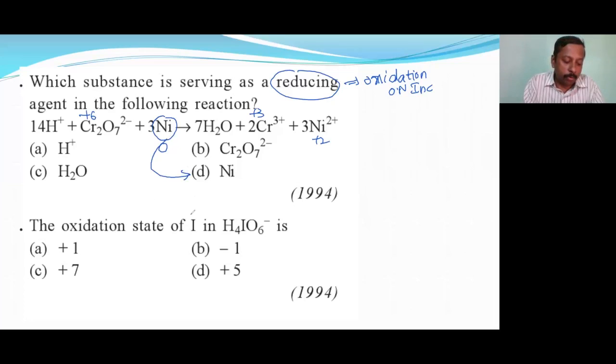And a most frequently asked question: the oxidation state of iodine in HIO4. It is at the highest oxidation state of +7. What is the answer? The answer is +7.